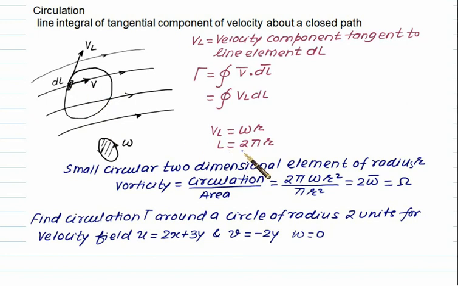So for a small circular two-dimensional element of radius r, the vorticity is given as the circulation divided by area. Circulation is the product of VL into L, which equals 2 pi omega r square, and the circular area is pi r square, so the ratio is 2 times omega. So vorticity, which is equal to 2 times omega bar, is the same as 2 omega.